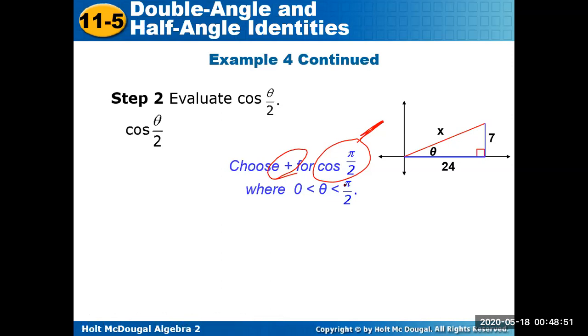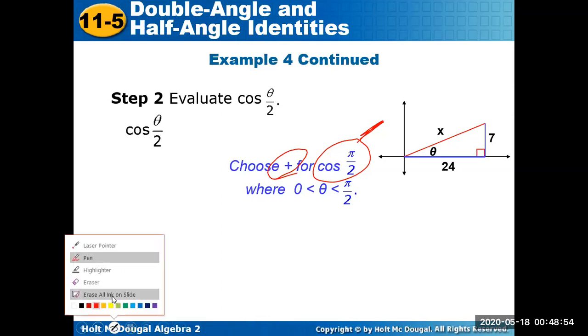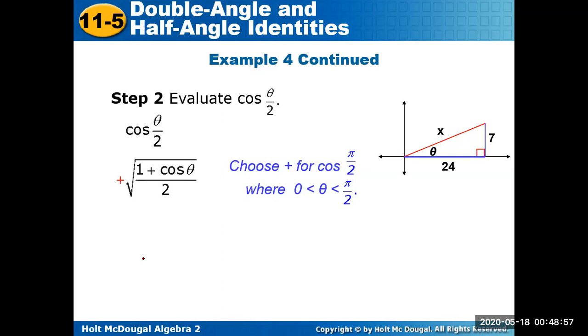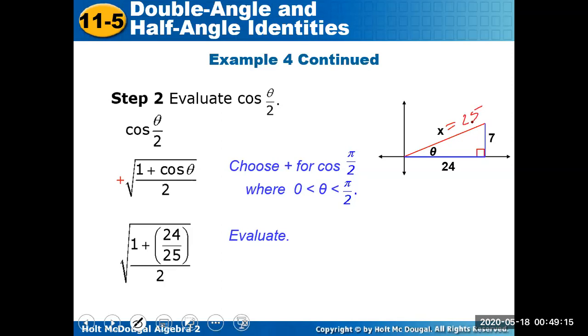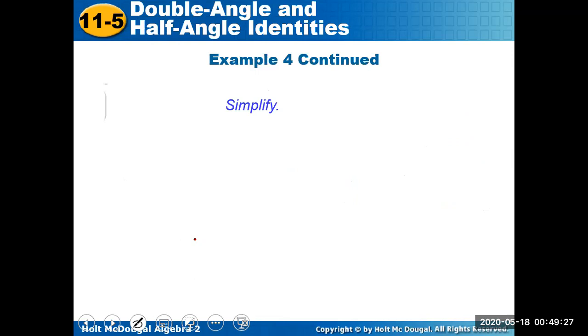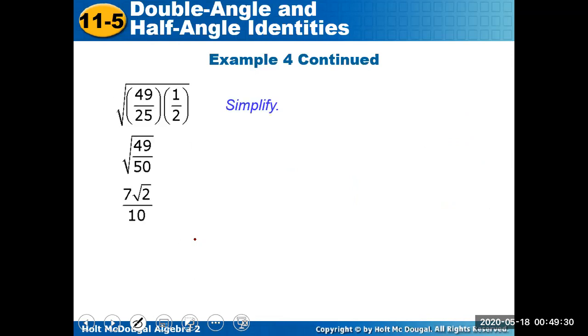Now, square root of 1 plus cosine theta, the whole divided by 2. Then evaluate by substituting the value we found for cosine theta. We found the hypotenuse as 25, right? So cosine theta, we know, is adjacent by hypotenuse, so 24 by 25. That's how we got here. And then simplify it to get the final answer, which is 7 root 2 over 10.